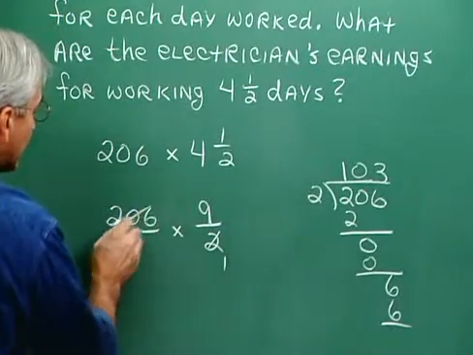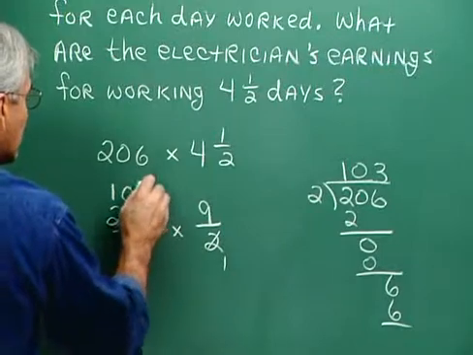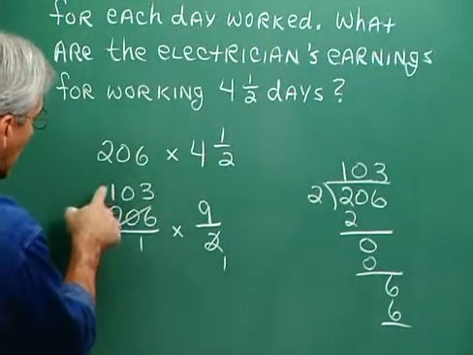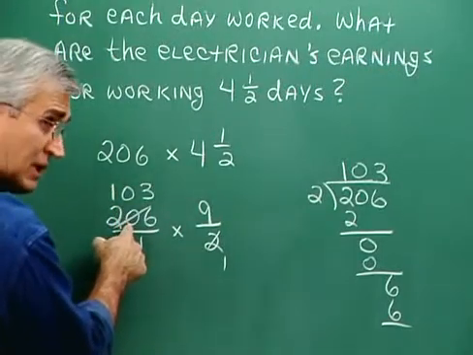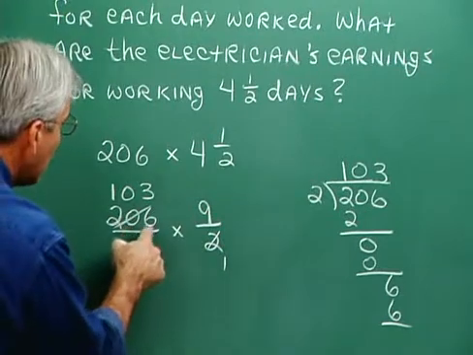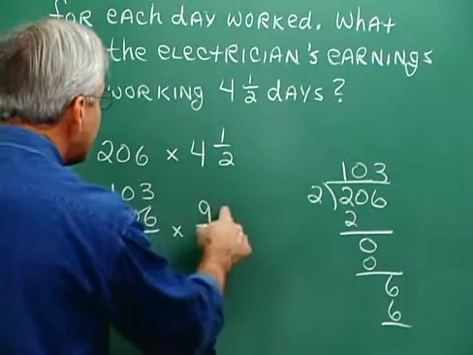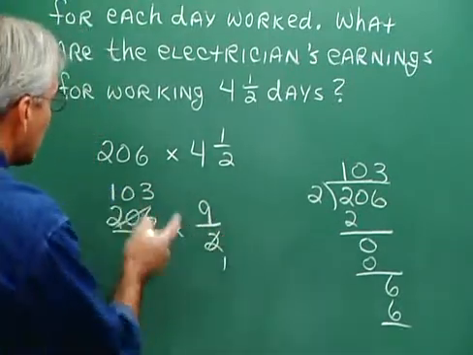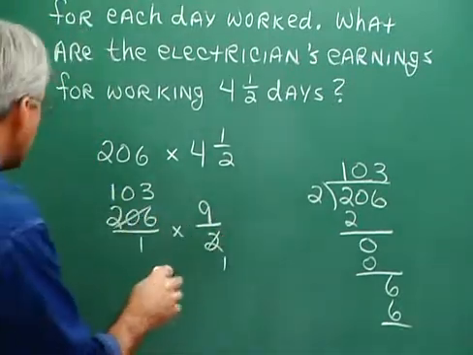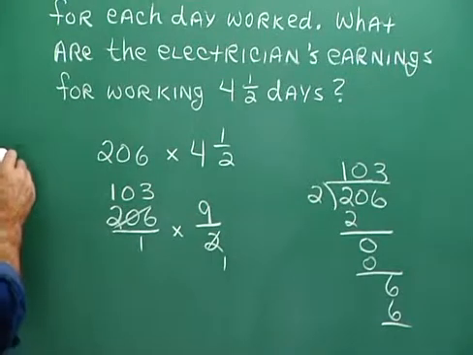We might have been able to see it ourselves like this. We might have been able to say 2 into 2 goes 1. 2 into 0 goes 0. And then 2 into 6 goes 3. That would be fine as well. All right, so we have 103 times 9. And once again, 9 times 103, not a trivial situation. So we might come over to the side.